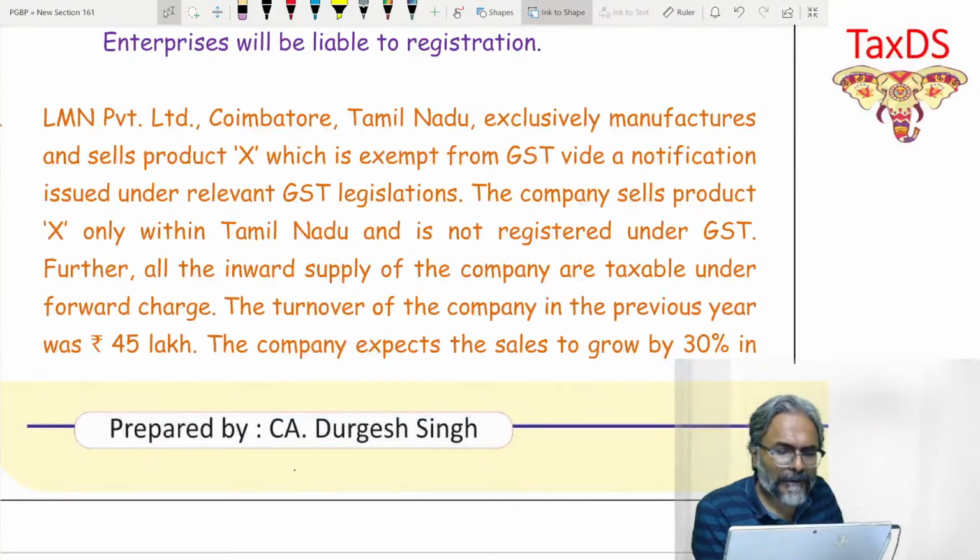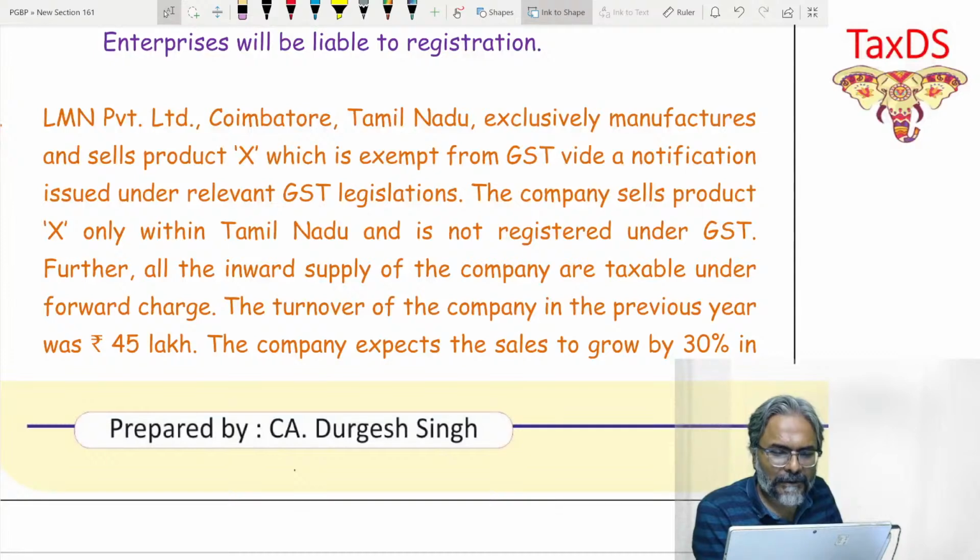Further, all the inward supply of the company are taxable under the forward charge. So there is no RCM. Therefore, Section 24 will not apply in this particular case.